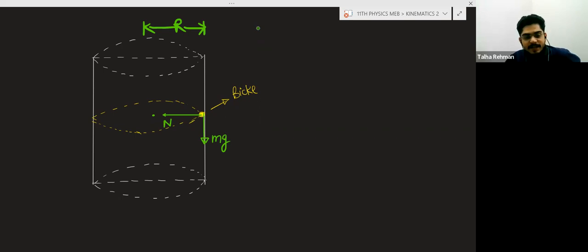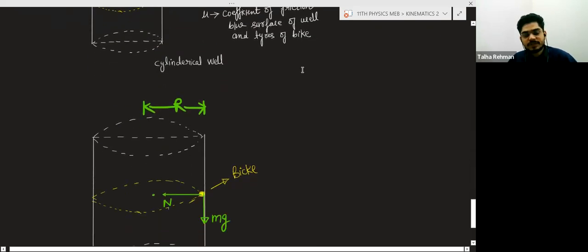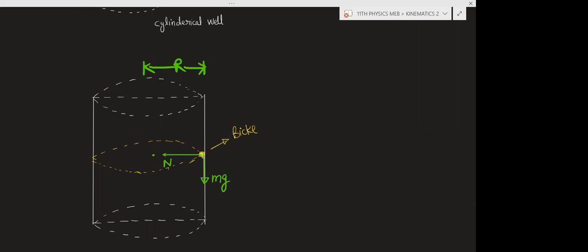Hiba, will any other force be there? Coefficient of friction is given. Will any other force be there on the biker, or you can say on the tire of the biker? Friction, yeah. And what will be the direction of that friction force?